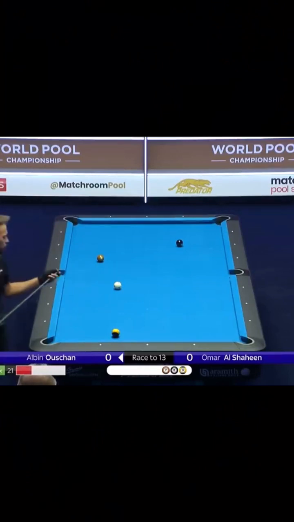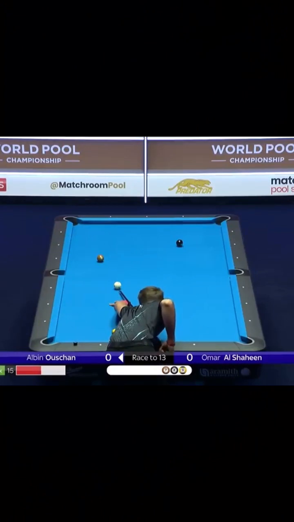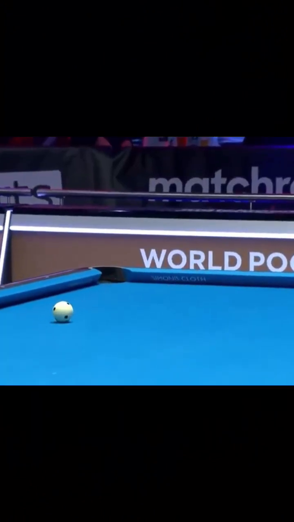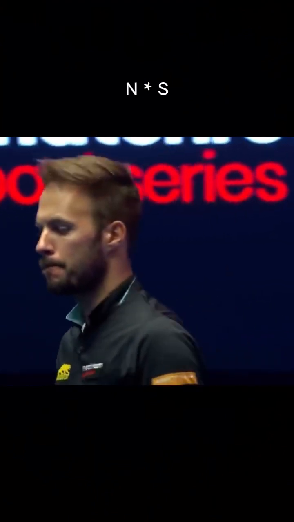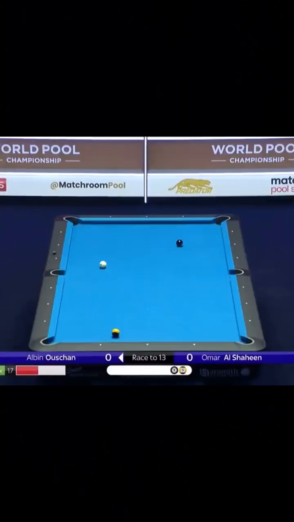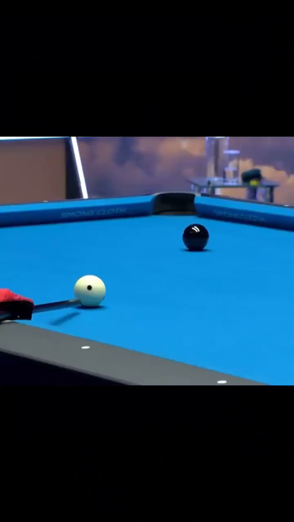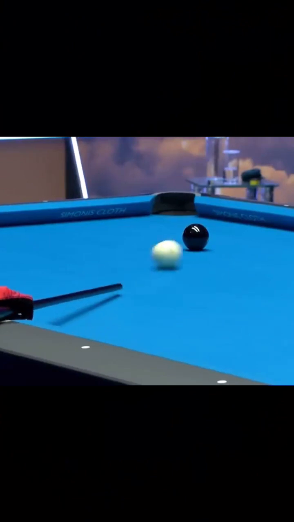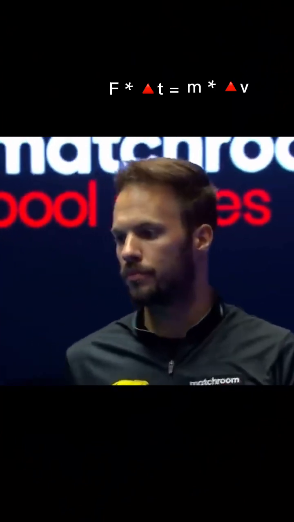Now let's talk about impulse. Impulse is equal to force times the change in time. The unit for force is newtons, while the unit for time is commonly seconds. So the unit for impulse is going to be newtons times seconds. Another thing is the impulse momentum theorem. This theorem states that impulse is equal to change in momentum, which means that force times change in time, which is impulse, can also be equal to mass times change in velocity, which is change in momentum.